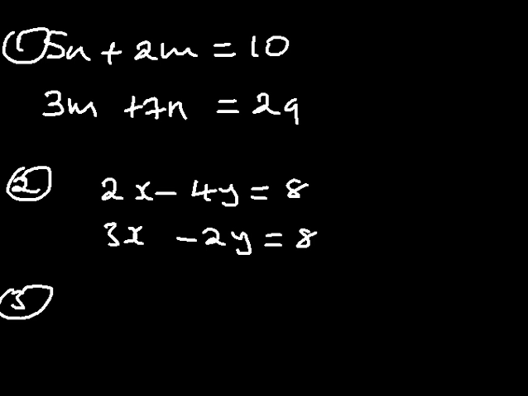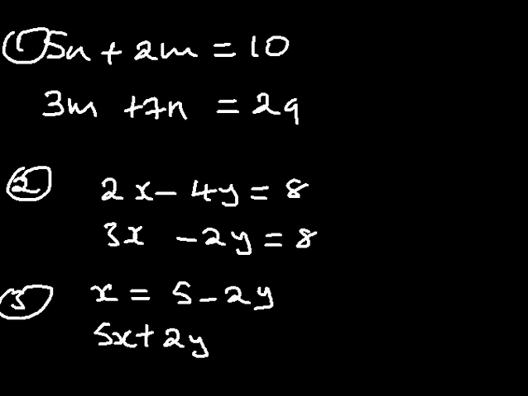Let's say we have x which is equal to 5 minus 2y, and 5x plus 2y, which is equal to 1. And let's say we have this case. Try to solve this and try to practice more.